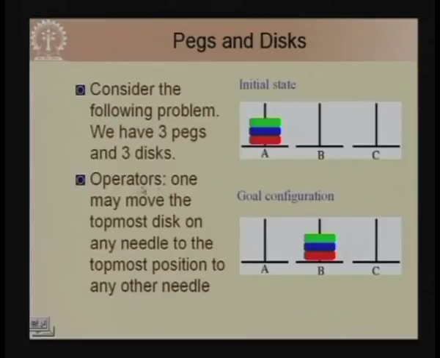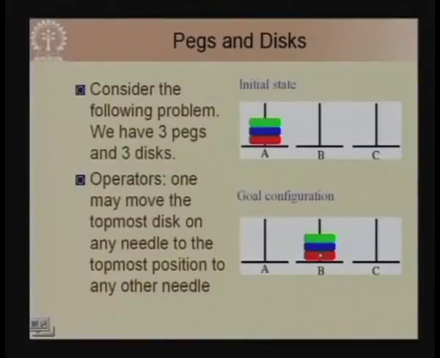The following operators are allowed. One may move the topmost disc on any peg to the topmost position of any other peg. These are the only allowable operations, and our objective is to reach this configuration where the red, blue and green discs are in the same position on peg B. We will see how we can find a solution to this problem.